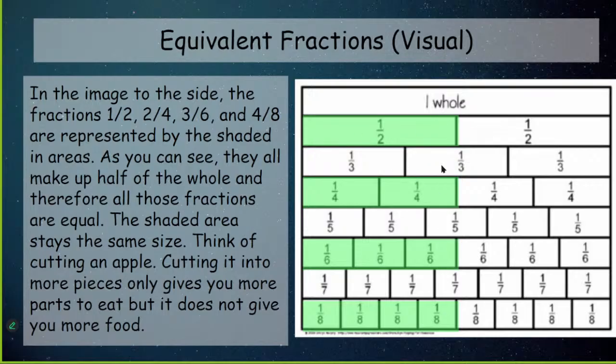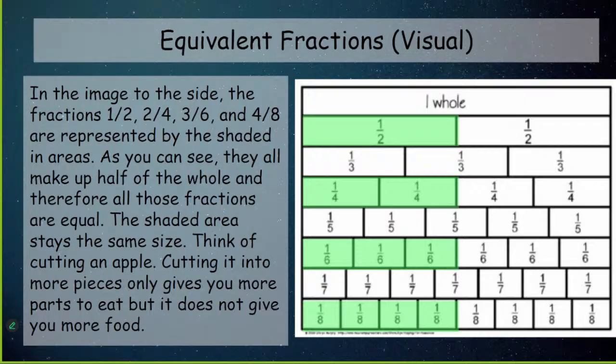But they all look the same length, right? If we're measuring from here to here, it would be the same length as here to here, and here to here, and here to here. They're all the same length, even though they look different. As you can see, they all make up half of the whole, and therefore all those fractions are equal. The shaded area stays the same size.